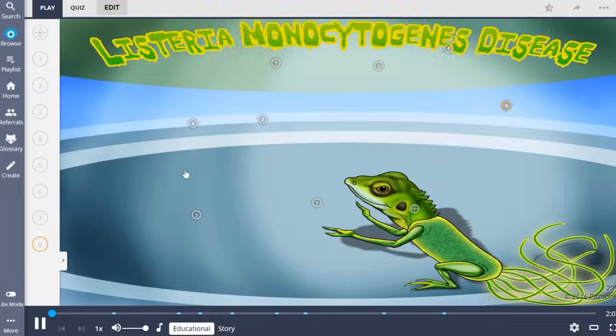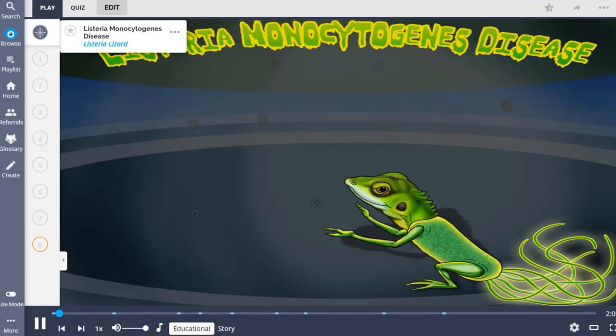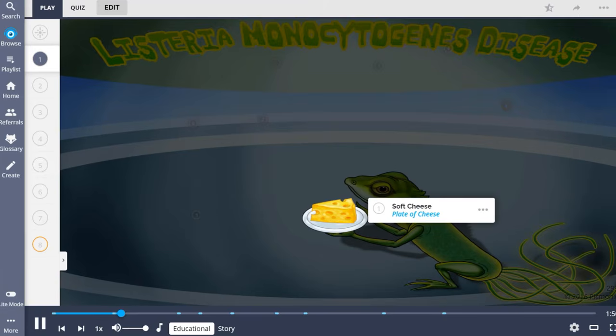Listeria monocytogenes is a bacterium which leads to the disease listeriosis, illustrated in this Picmonic as the Listeria lizard, who's serving dinner to this family. Typically, this occurs in newborns, the elderly, and the immunocompromised. Listeriosis most commonly occurs through the ingestion of contaminated food products, especially soft cheeses, represented here as the plate of cheese. Listeria monocytogenes infections can lead to different presentations depending on the specific populations affected.